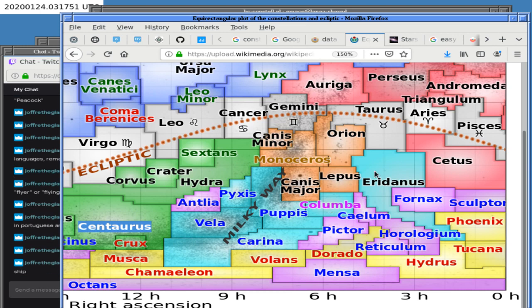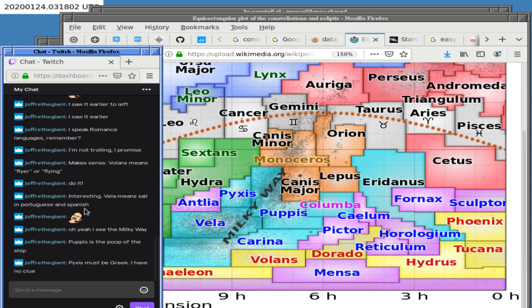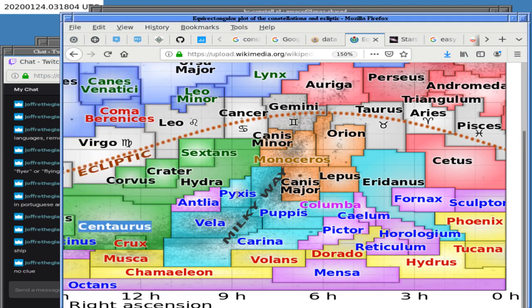And Argo Navis is the river on which the ship is sailing. Isn't that nice? Poop of the ship. What does that mean, though? What is the poop? Is that the back, the front? Is it where people go to the bathroom? Poop deck always sounds like, I have no clue. Okay, I'm almost sure it's the compass.